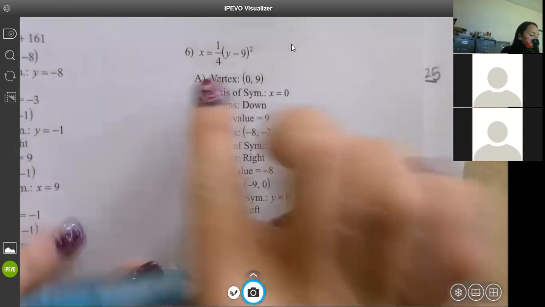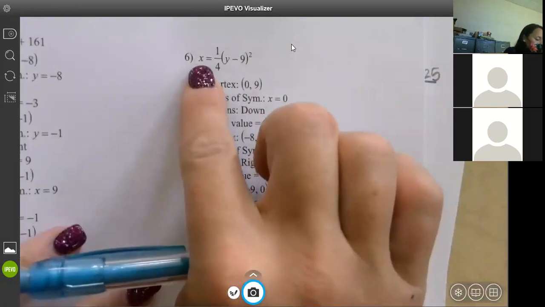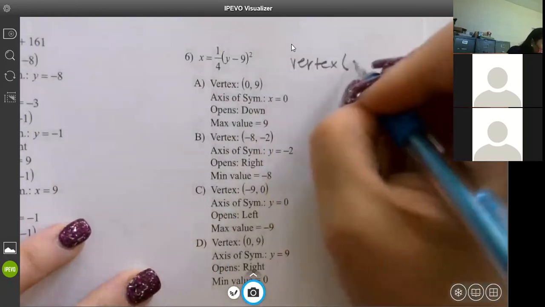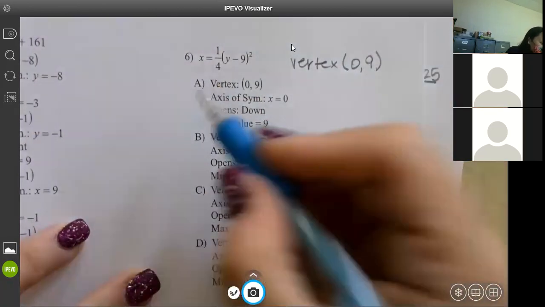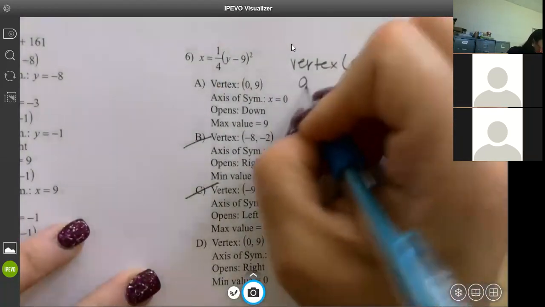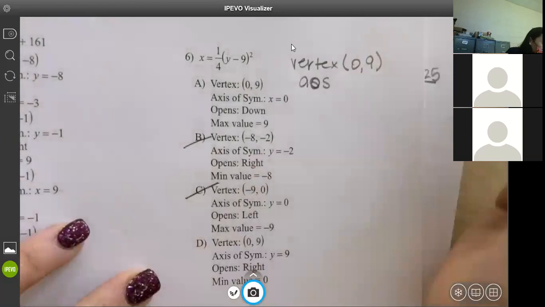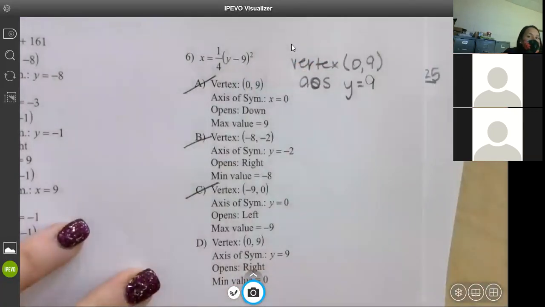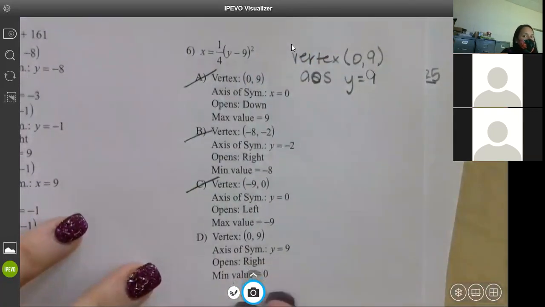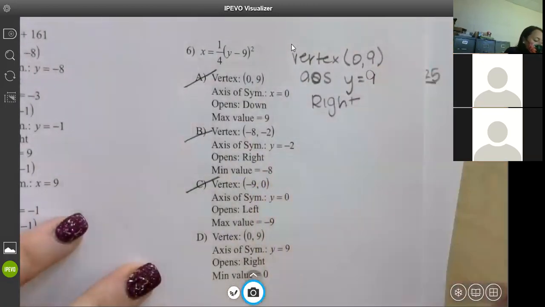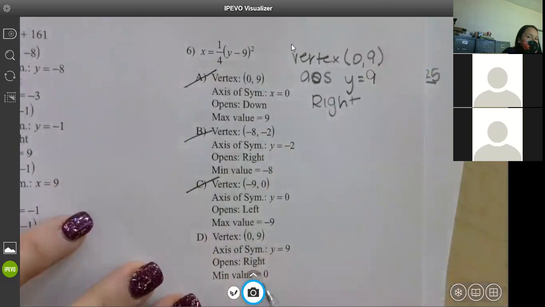What's your vertex? Be careful because it's X equals. So what's your vertex? Okay, if you guys look, that eliminates B and C. Your axis of symmetry. It's X equals, so we do Y equals what? 9. If you look, that already eliminates A. So let's look at D and I'll show you the rest of it. 1/4 is positive, so that's how you know it's right. And then it says your minimum value is 0.